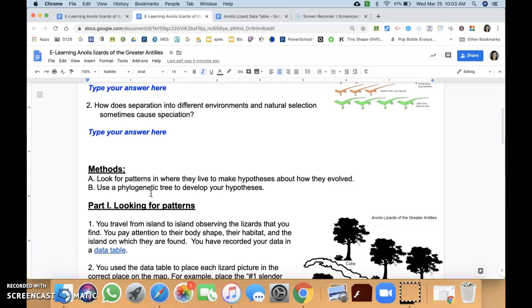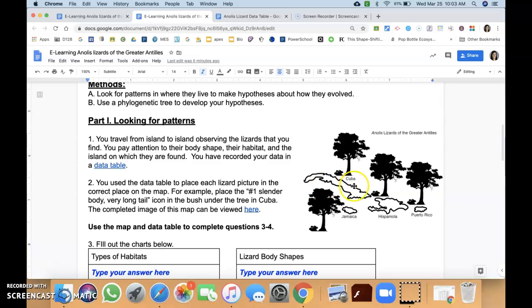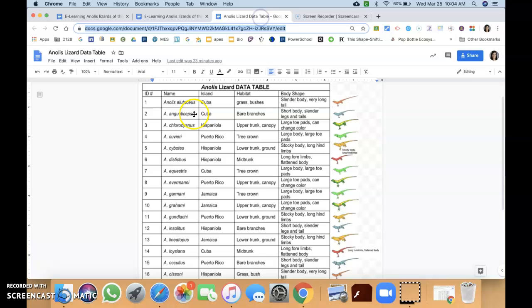So we're going to do that with these lizards, and these lizards are found on all of these different islands. So what you're going to do is play the role of the scientist doing some observations. We've collected data from all of these islands, all of the lizards that we found, and we've put them in this little data table, which is going to take you through your information: the name of the lizard, the number, obviously, and what island it's found on. So this guy is found in Cuba. We find him in the grass and the brush. He has a slender body and a very long tail, and here's his picture here.